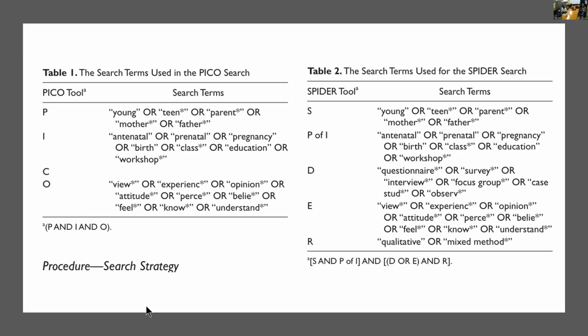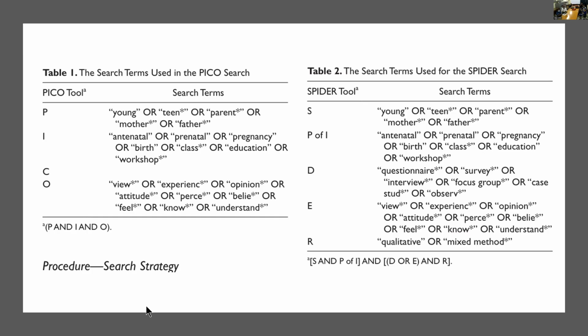C, obviously you can't use it. O is for outcomes. So basically, use what are the experiences, opinions, attitude, perception, belief, feelings, knowledge, understanding. When you use an asterisk, it indicates truncation. And this is the final search term. So they put P and I and O to search.